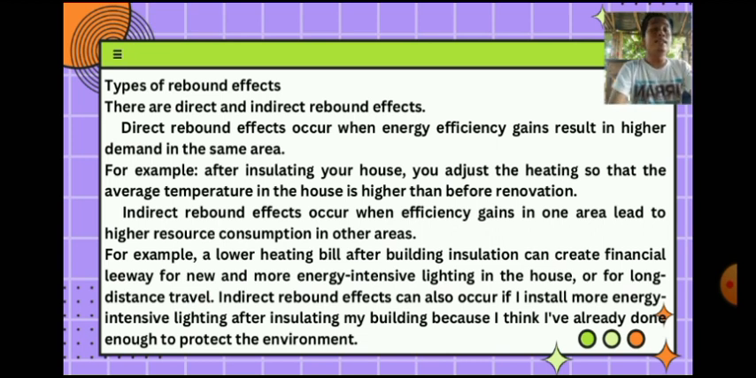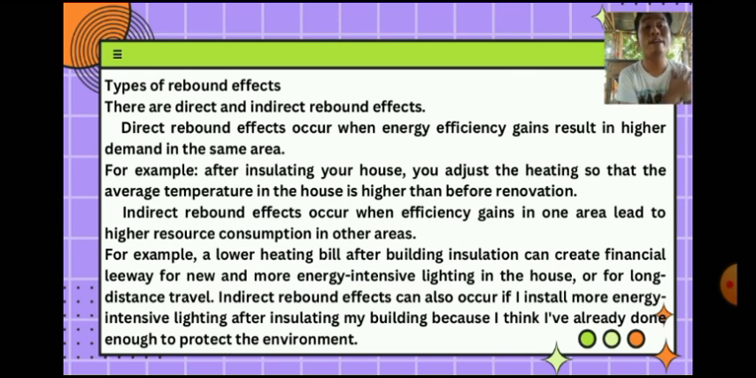Then proceed to, I hope you understand the example of the direct rebound effect. And next is the indirect rebound effects. So occur when efficiency gains in one area lead to higher resource consumption in other areas. So for example, a lower heating bill after building insulation can create financial leeway for new and more energy-intensive lighting in the house or for long-distance travel.